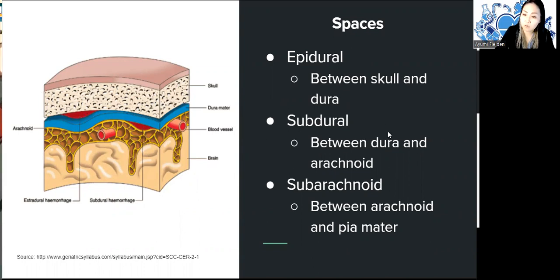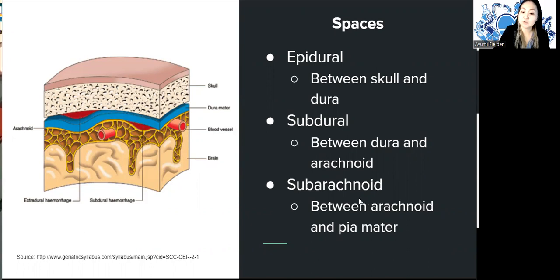And you have the subdural space. The subdural space is between the dura and the arachnoid. So you have this dura mater right here, and you have the arachnoid right here. Say, for example, an older patient population who has fallen and might be taking some Coumadin, right? Or hit their head somewhere and had bleeding in the subdural space. So this is where the bleeding occurred, between the dura and arachnoid.